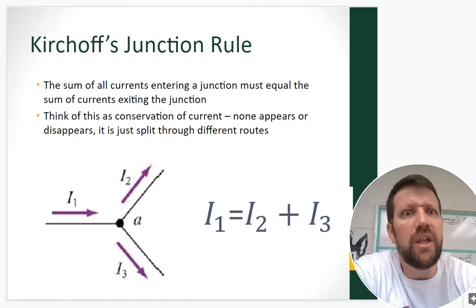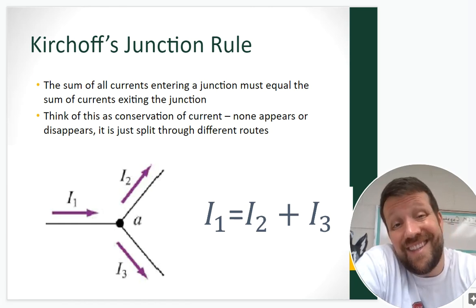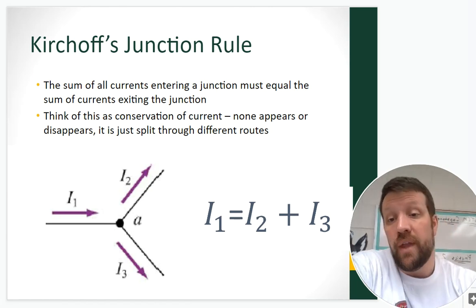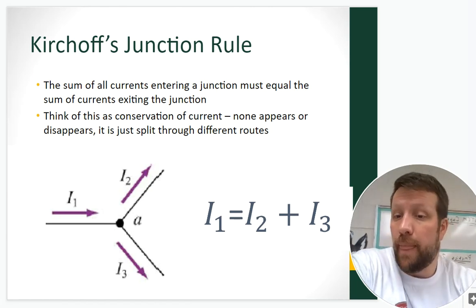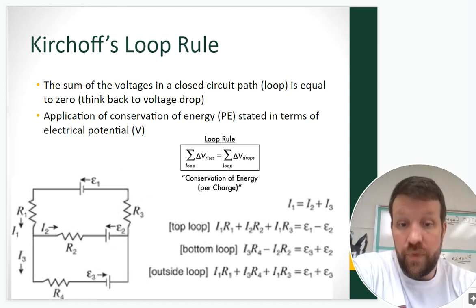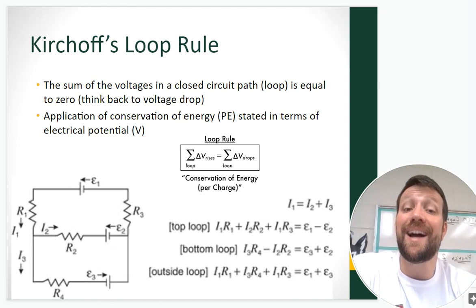Now, that one seems probably really, really straightforward, but we still have to state that we have this conservation of current in this junction rule because we'll utilize that a lot later. Now, the next one is the loop rule. Okay? The loop rule. This one gets a lot tougher.